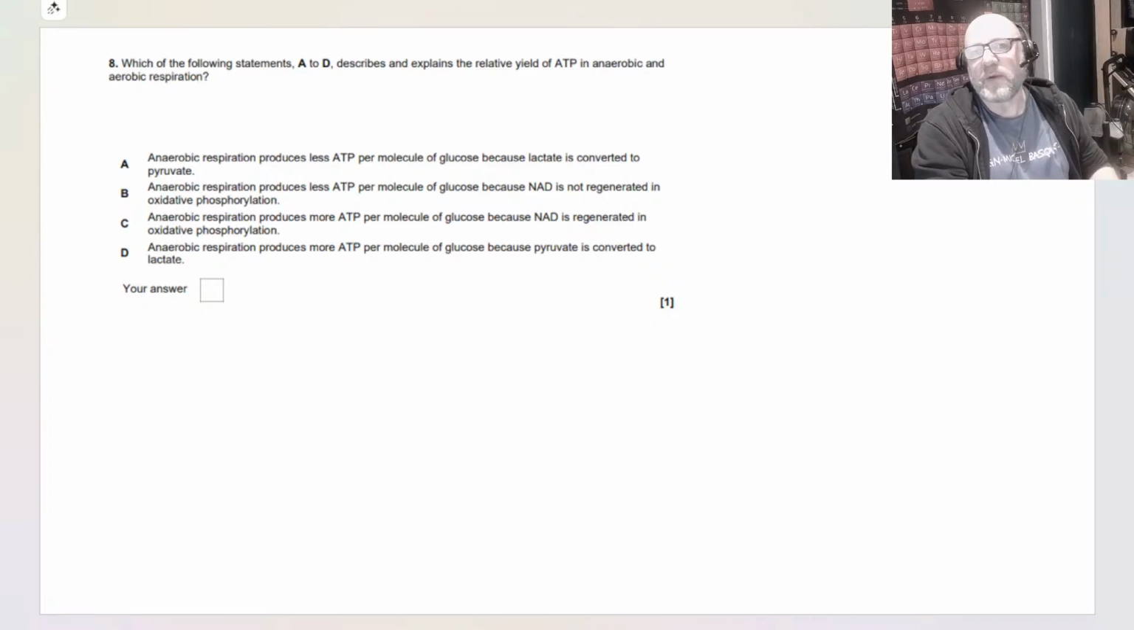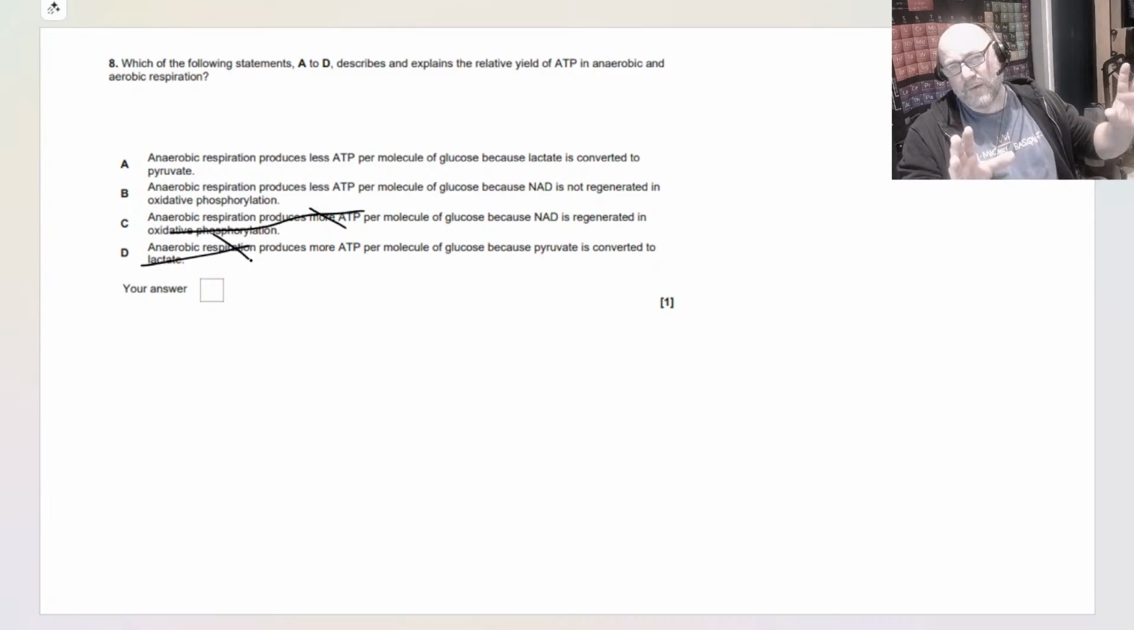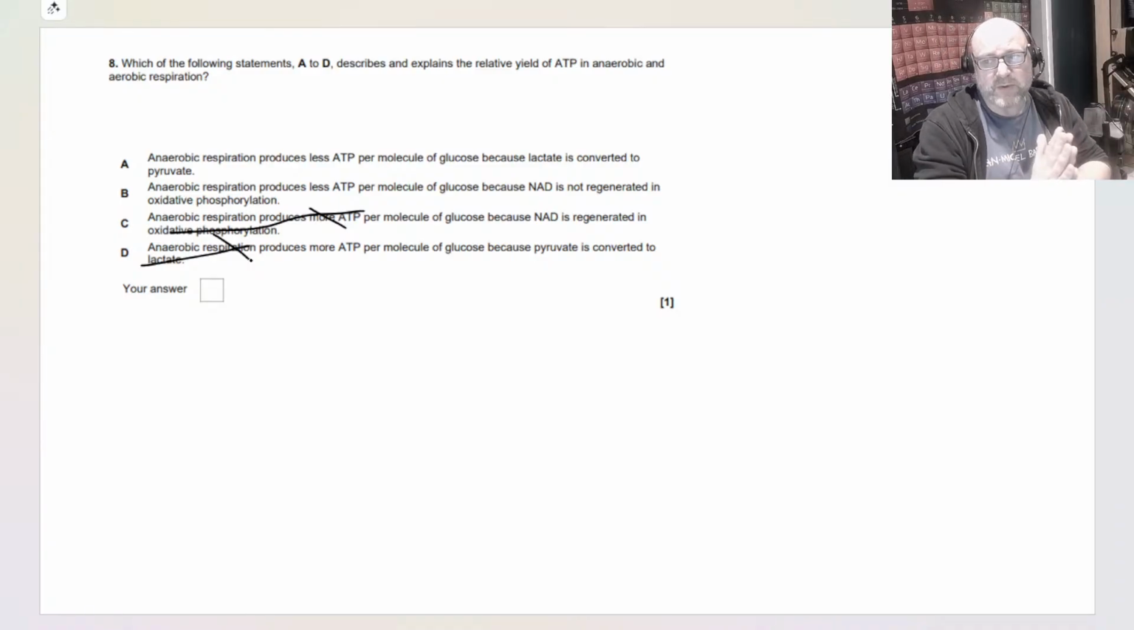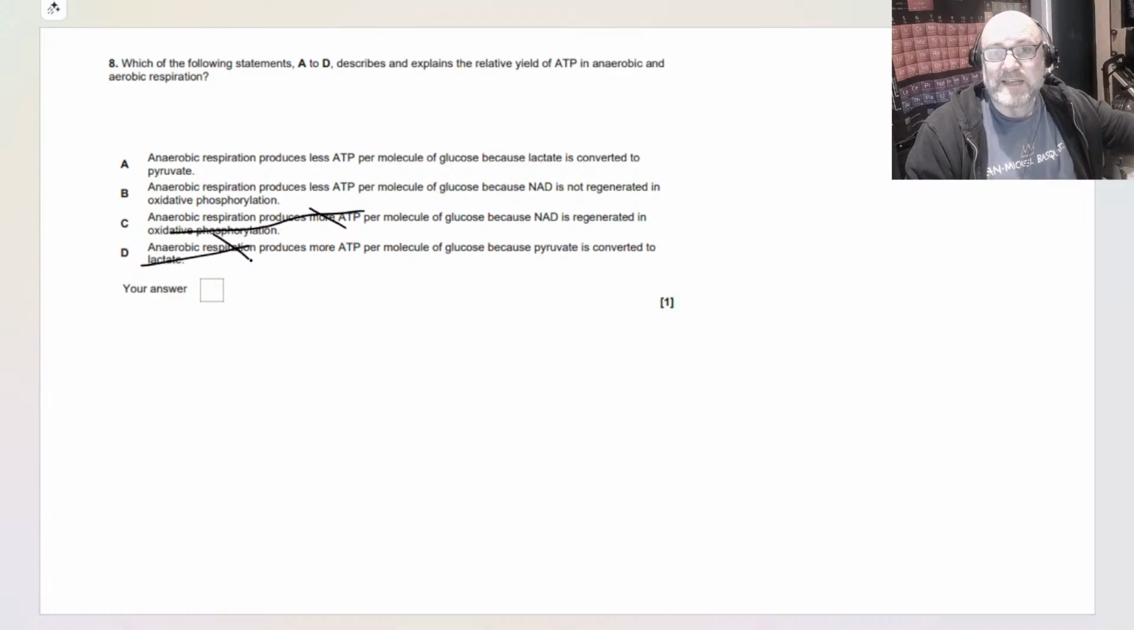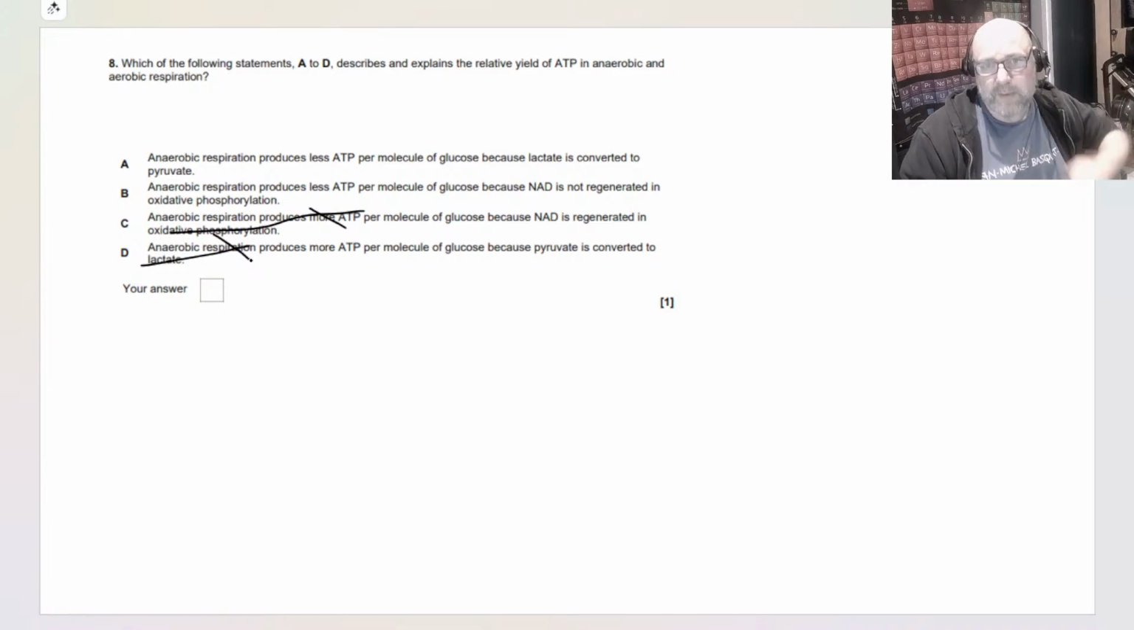Right, well, I think we can get rid of two of these, definitely. Anaerobic respiration doesn't produce more ATP per molecule, so I'm going to get rid of those. We've just said aerobic respiration gives 38 molecules of ATP in the ideal situation per one glucose, and anaerobic only 2 ATP per one glucose. So anaerobic is, do the maths, 38 divided by 2, 19 times worse than aerobic respiration at releasing energy. So it's going to be A.